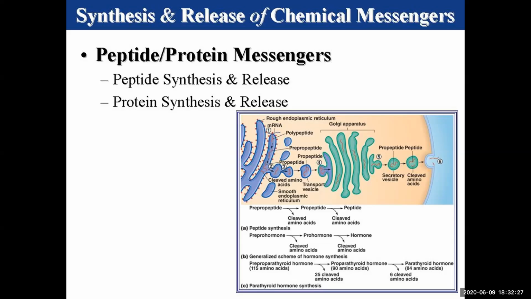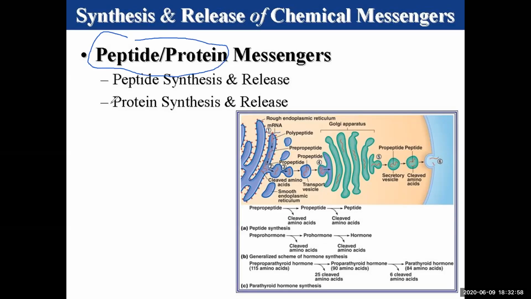Chemical messengers can be simple chemicals or can be complicated, can be a macromolecule like a peptide, like a protein. So it's a large molecule. It's a macromolecule, proteins being one of the 4 families of macromolecules. So peptides and proteins can be used as chemical messengers.